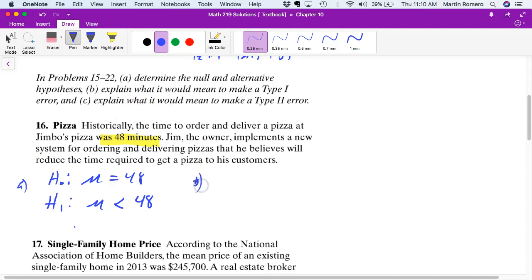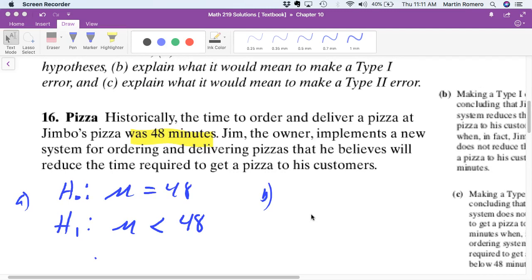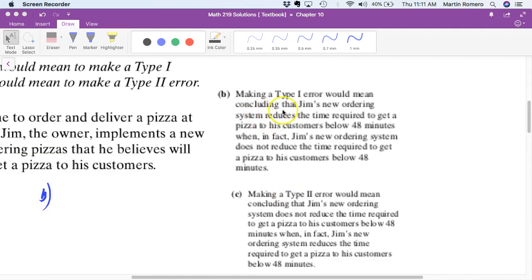Now, when we test it, there comes to be some conclusions that need to be made. And so we have type 1 and type 2 errors. So B says, explain what it would mean to make a type 1 error. So after we collect some information, he samples times it takes to order and deliver pizza. A type 1 error would mean concluding that Jimbo's new ordering system reduces the time required to get a pizza to his customers, when in fact Jimbo's new system does not reduce time.